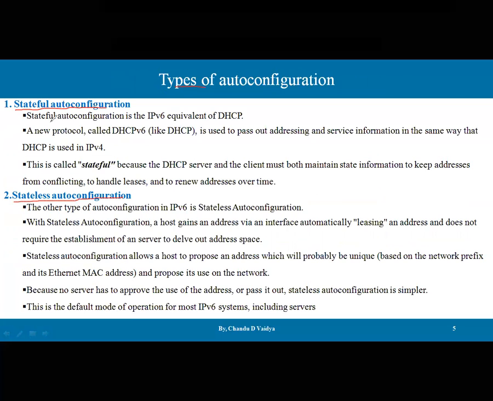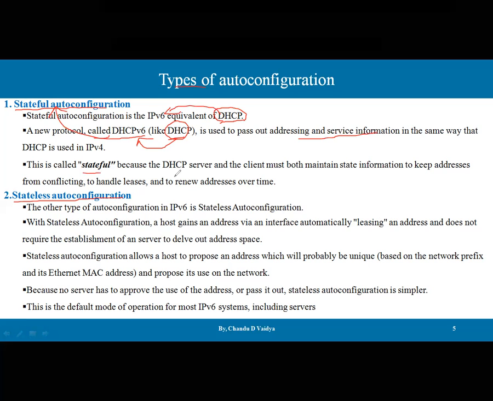So what about the stateful? The stateful auto configuration is the IP version 6 equivalent to DHCP version 4. So whatever DHCP protocol is available in IP version 4 is equivalent to these stateful addresses. The new protocol, DHCP version 6, like DHCP version 4, is used to pass out addressing and service information in the same way that DHCP is used in IP version 4. So the meaning of this sentence is that the mechanism available with DHCP, as available in DHCP version 6, is called the stateful auto configuration.